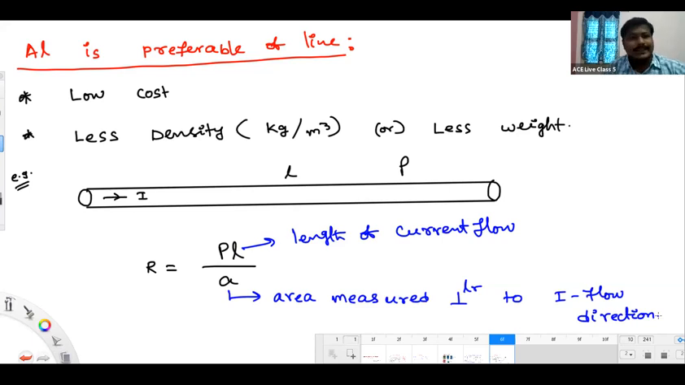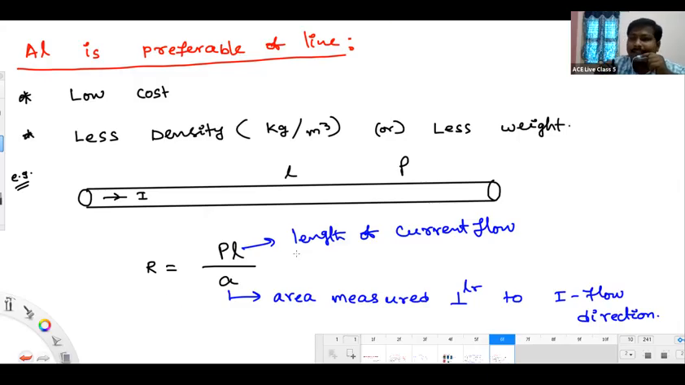Okay, now see if it's a circular conductor, the area measured perpendicular to the direction of the current flow means obviously it will be the circular cross-section area. So I used to write it many times as pi r square if it's a circular shape of conductor. Okay, done. Next thing.